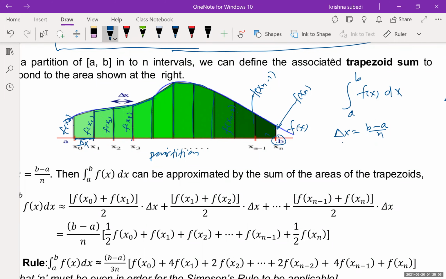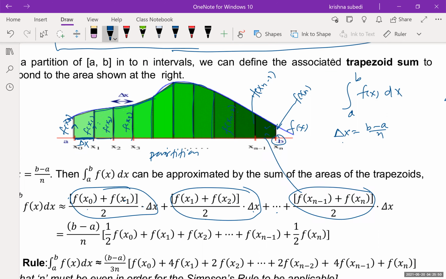Now let us find the area of the first trapezium. Recall the formula from your high school geometry: the sum of the parallel sides times the distance between these two parallel sides, which is delta x. So I can write this as half times f of x naught plus f of x1, times delta x. That is the area of the first trapezium. In the same manner, the area of the second trapezium is the sum of the parallel sides divided by 2 times delta x, and all the way up to the last trapezium, which will have this area.